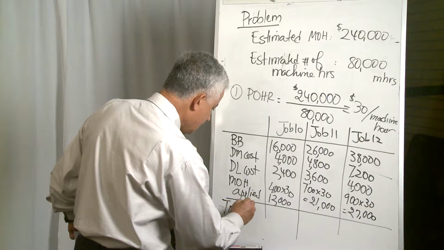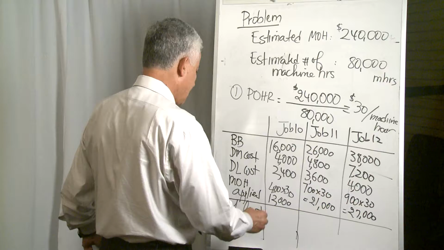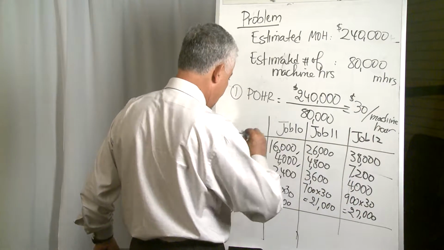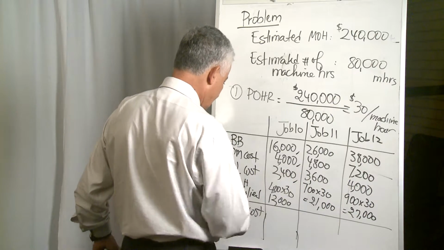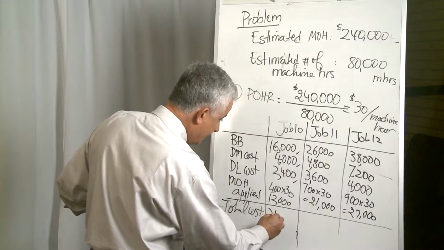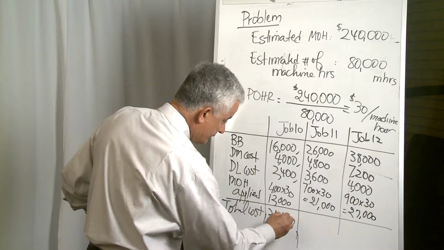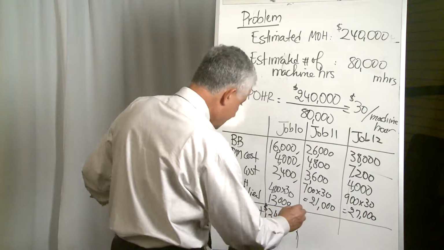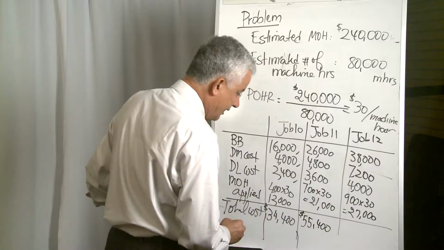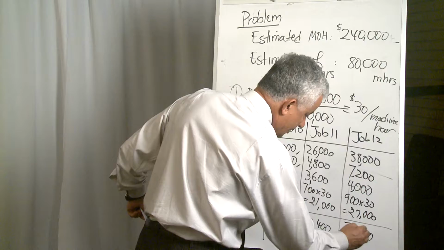Then all manufacturing costs for the different jobs will be, okay, so we're adding them up here: the beginning balance, the direct material cost, direct labor, and the manufacturing overhead applied. That will give us 34,400. Of course, everything in dollars here. 55,400 for job 11, and then 76,200 for job 12.